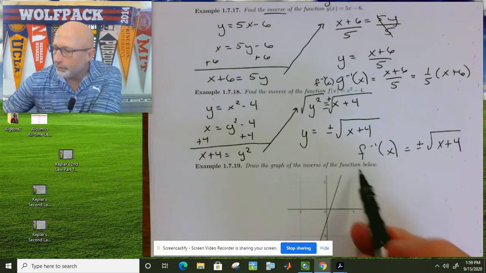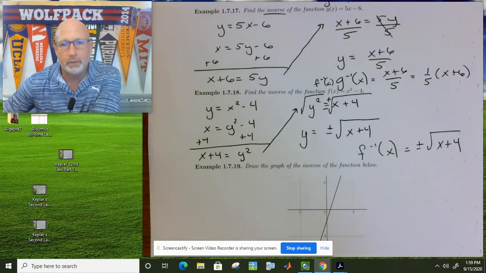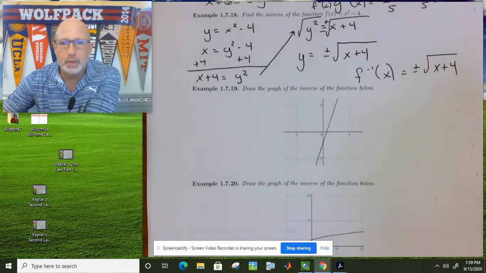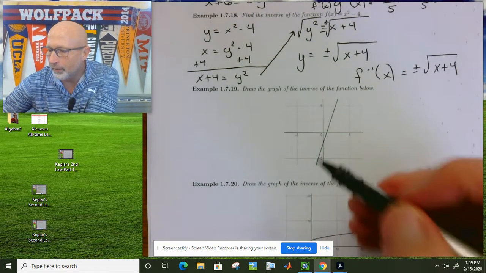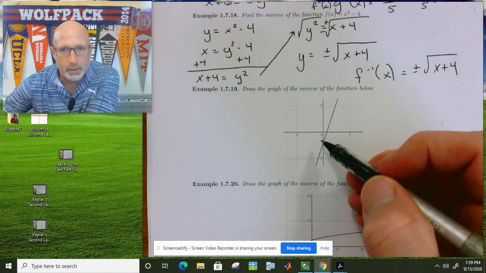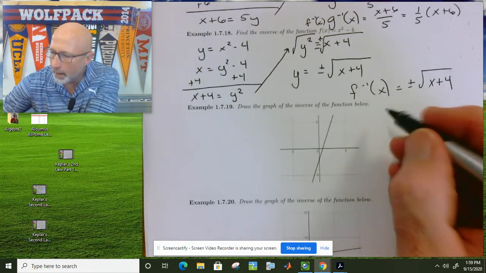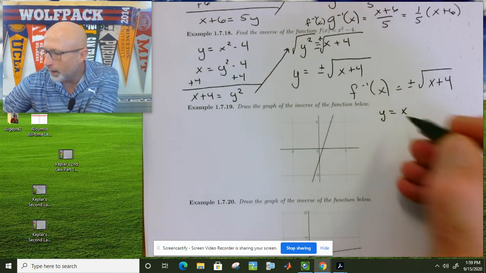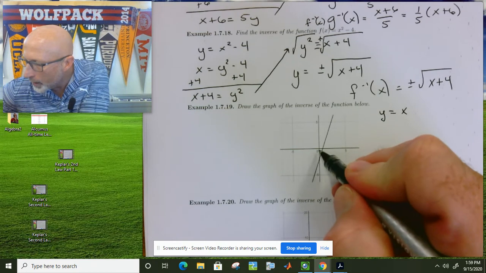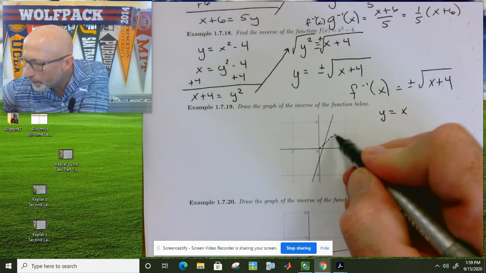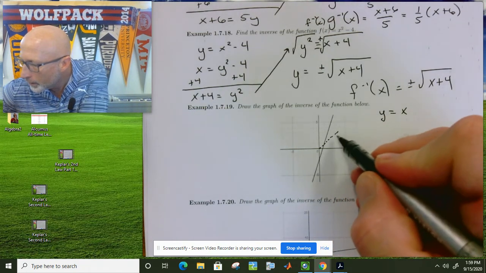Okay, next question. Draw the graph of the inverse function below. If you remember when I taught this, the key portion of this is knowing that the inverse function is the reflection across the line y is equal to x. So here is the line y is equal to x.